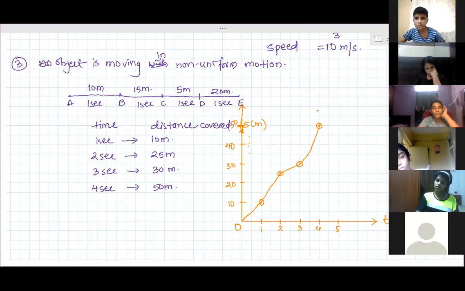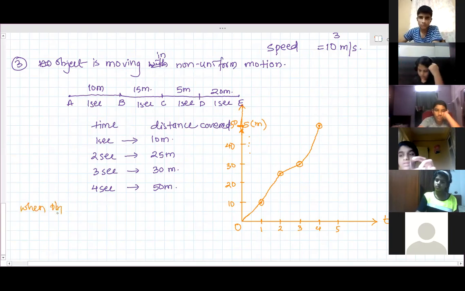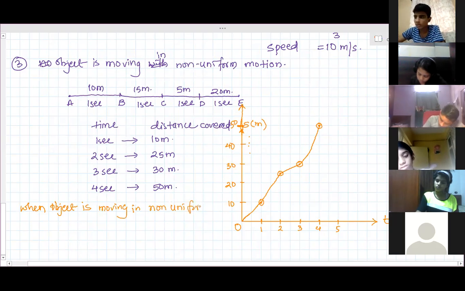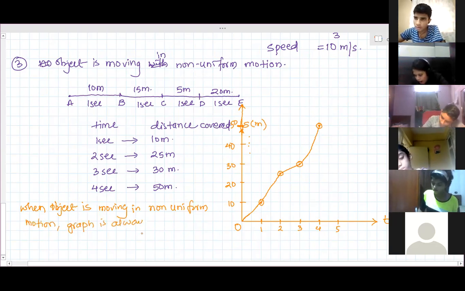Clear? So when an object is moving in non-uniform motion, the graph is always a curved line.